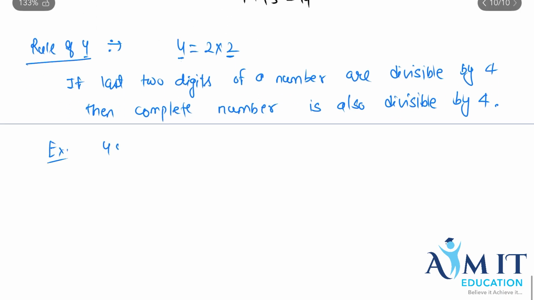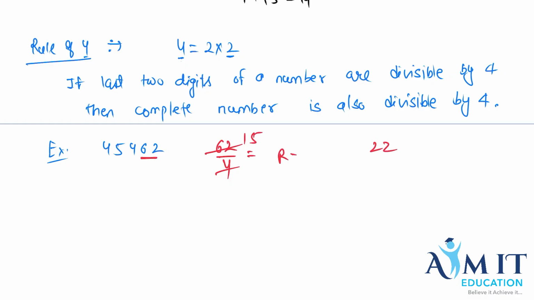So if there is a number like 4 5 4 6 2, then we just have to check the last two digits. Means if 62 is divisible by 4, see, 4 ones are 4 and we have remainder 2. It is 22. Then 4 fives are 20. That means the remainder is 2.